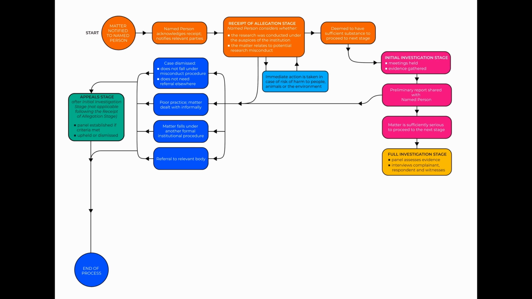The panel will interview both the complainant and the respondent and any relevant witnesses. They will gather any additional evidence that wasn't collected at the initial stage.